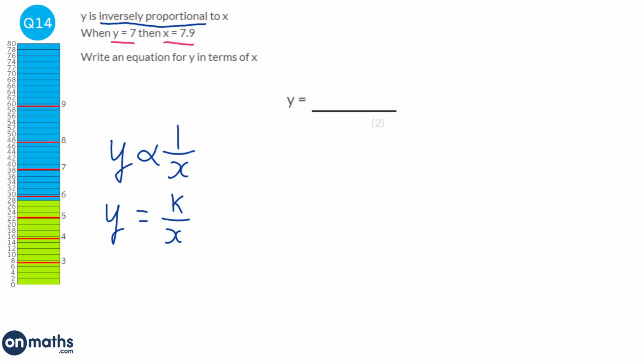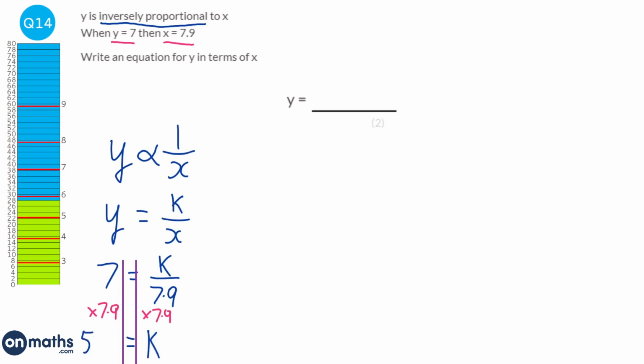So we know that when y is 7, then x is going to be 7.9. And what I need to do now is just draw my lines down. And what I'm going to do is I'm going to just times both sides by 7.9. And so we have k equals, and it'd be 7 times 7.9, which is 55.3. So we know that k is 55.3.